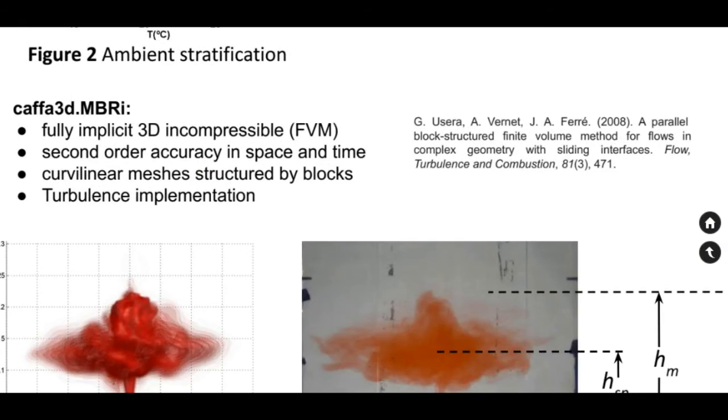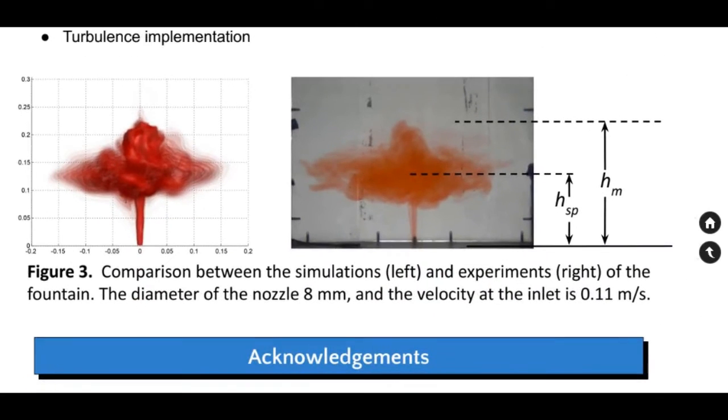We performed numerical simulations validated with experiments with the open-source package CAFA3D. It is a fully implicit three-dimensional incompressible implementation of finite volume method, with second-order accuracy in space and time. The solver uses curvilinear meshes structured by blocks aimed at Navier-Stokes equations in complex geometry. We validated the Free 15 and Grid 15 numerical calculations with experimental results.